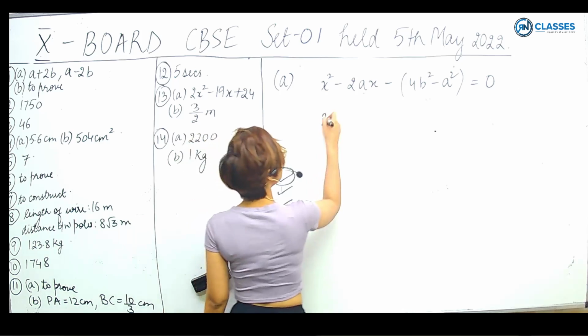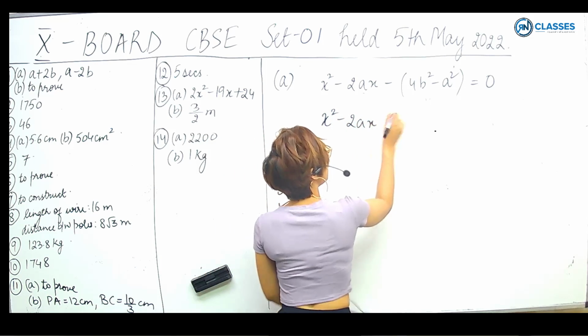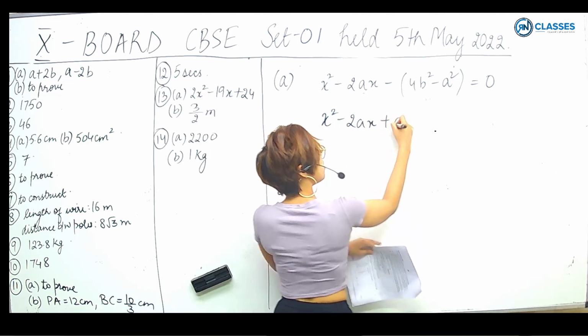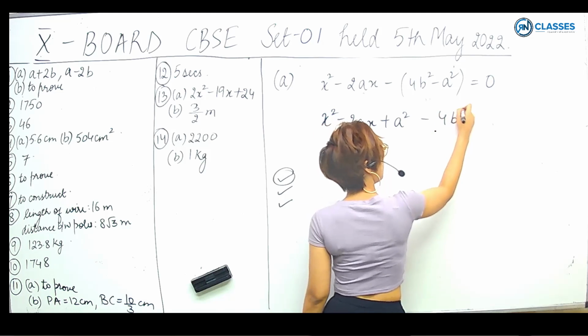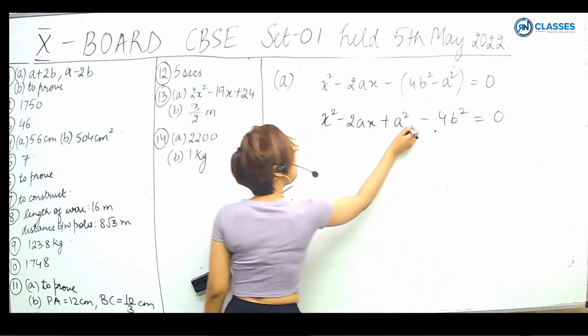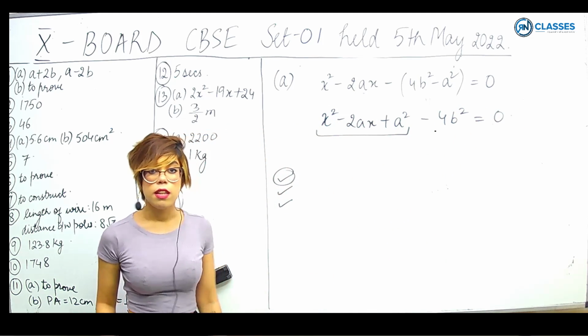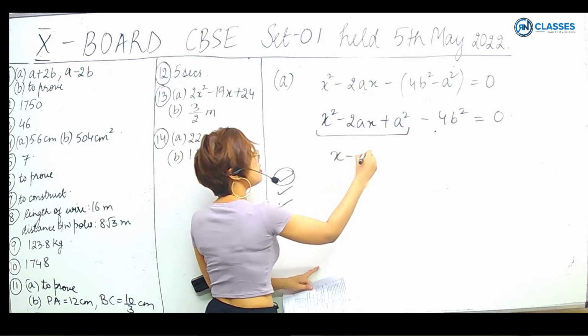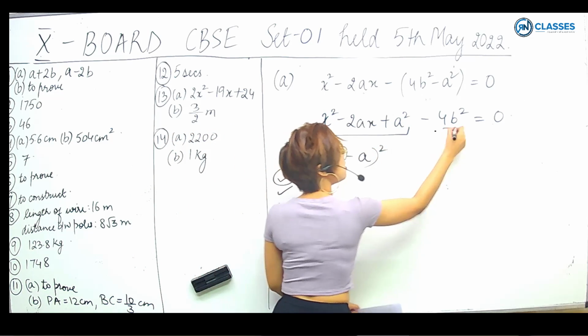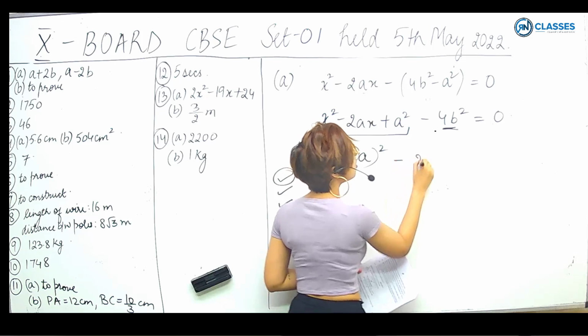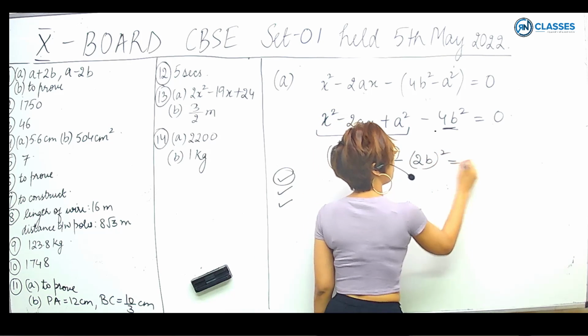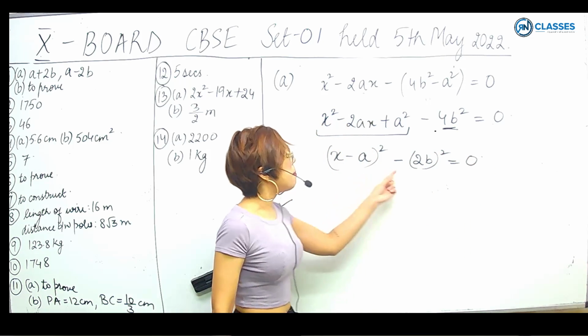So let me write it, x square minus 2ax. Now let me take a square from there. So a square minus 4b square equal to 0. Now this is definitely a squared quantity. This is a square of x minus a whole square minus, this is again a squared quantity, minus 2b whole square. Right?